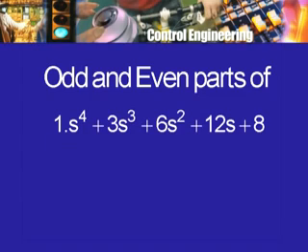Now, what is its even part and what is its odd part? Well, start with the highest power, which is even, s to the 4. The next lower even power is 6s square. The next lower even power is 8. So, the even part will be s to the 4 plus 6s square plus 8. What about the odd part? Start with the highest odd power, it is 3s cube, and the next lower odd power, that is 12s. So, the odd part is 3s cube plus 12s.